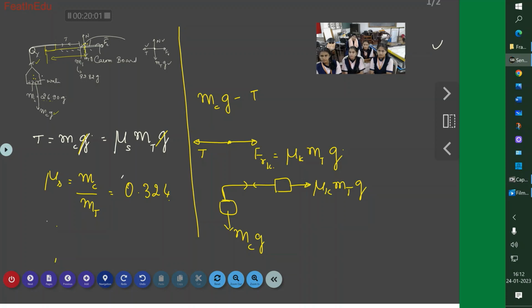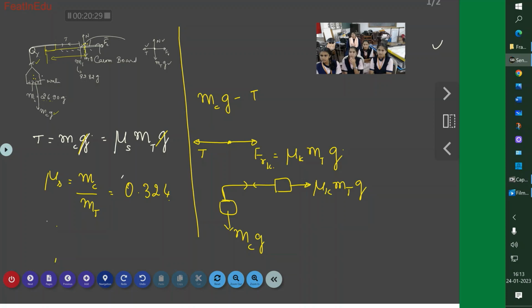The container was going down and it was pulling the trolley. So that means now there is a net force acting. This is pulling and the frictional force is opposing, but still the net force is more than 0. So therefore the entire system is accelerating. Did you understand? So now what is the net force?